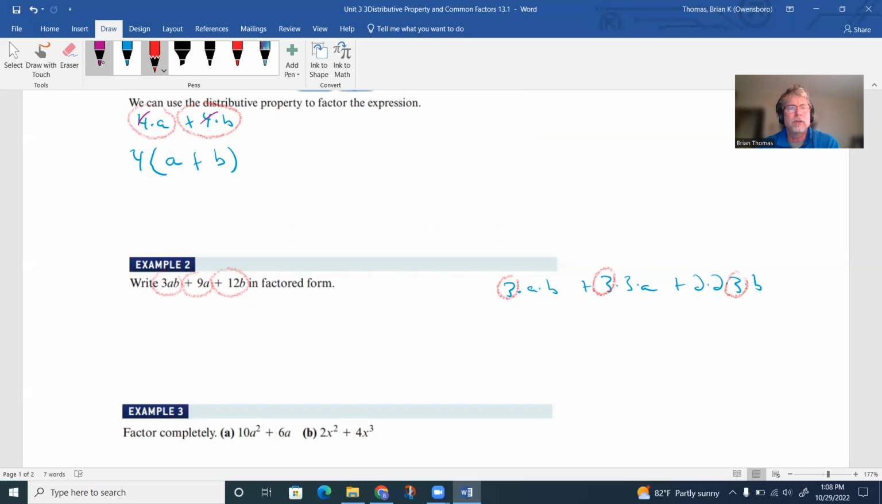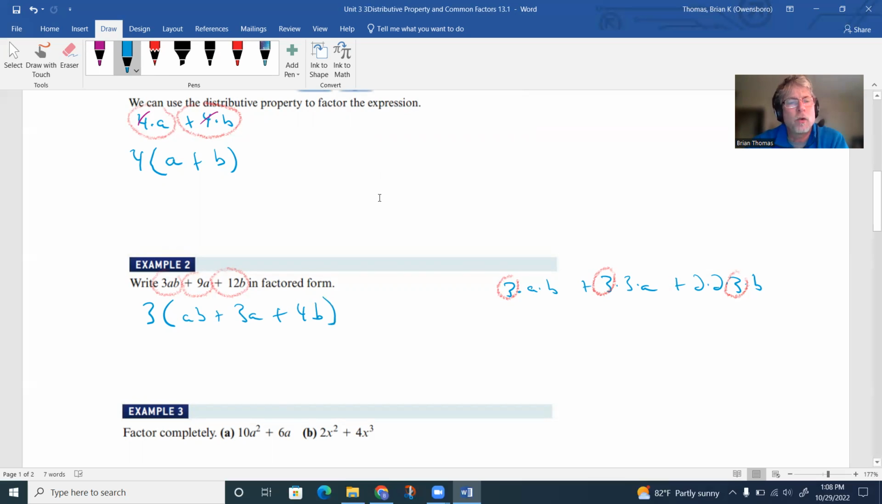So what I circled is what comes out. So a 3 comes out, and then in parentheses, we write what's not circled, which is going to be the AB plus then the 3A plus then, I've got to put that 2 times 2 back together, and that's going to become then this 4B. And that would be considered the factored form of that expression.